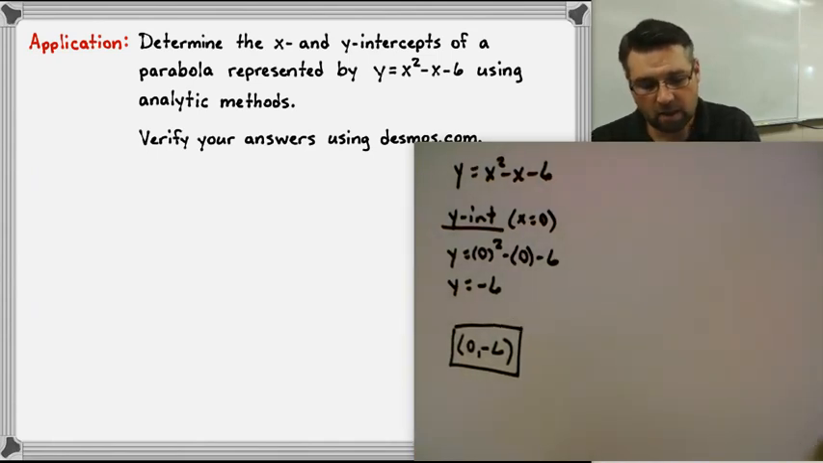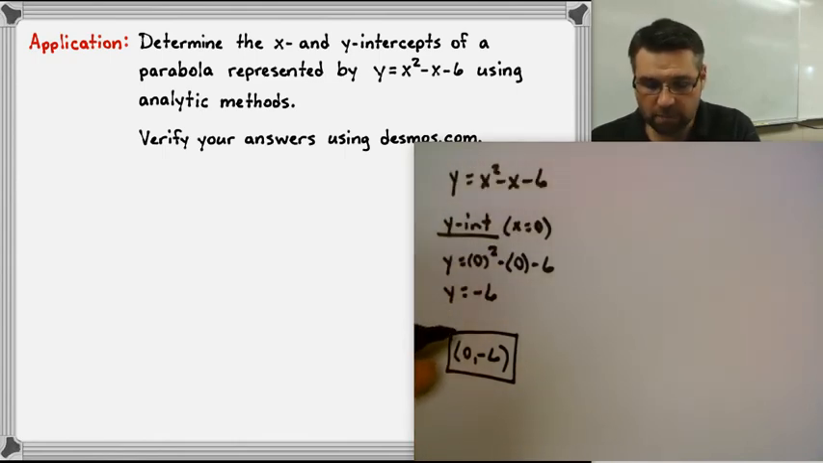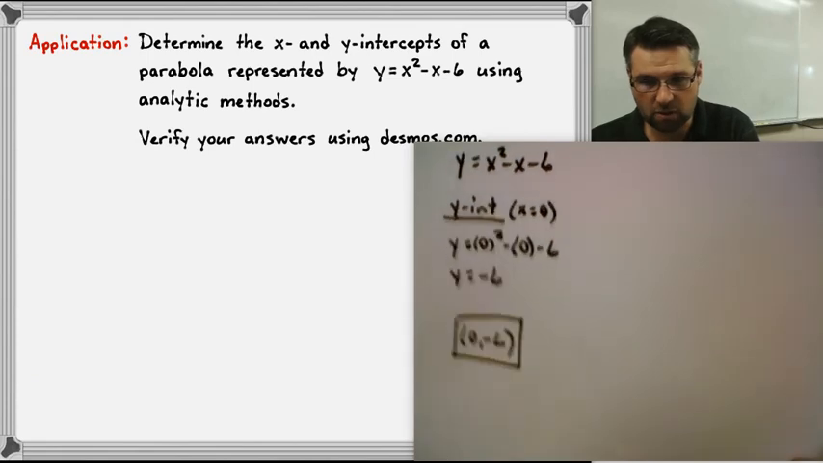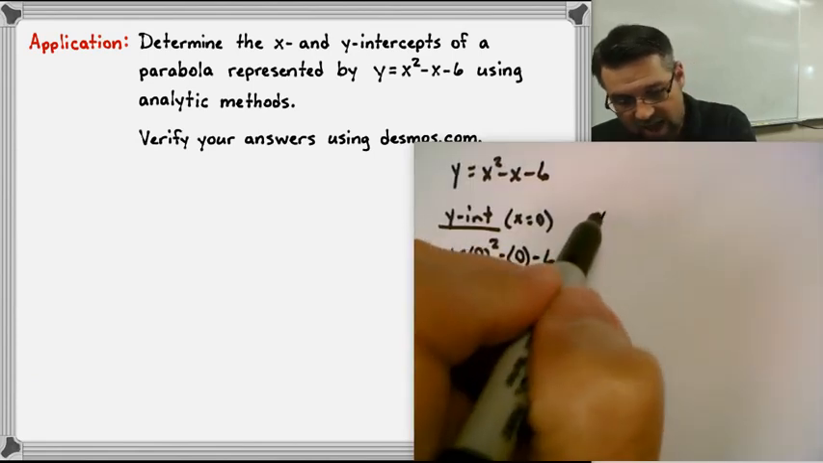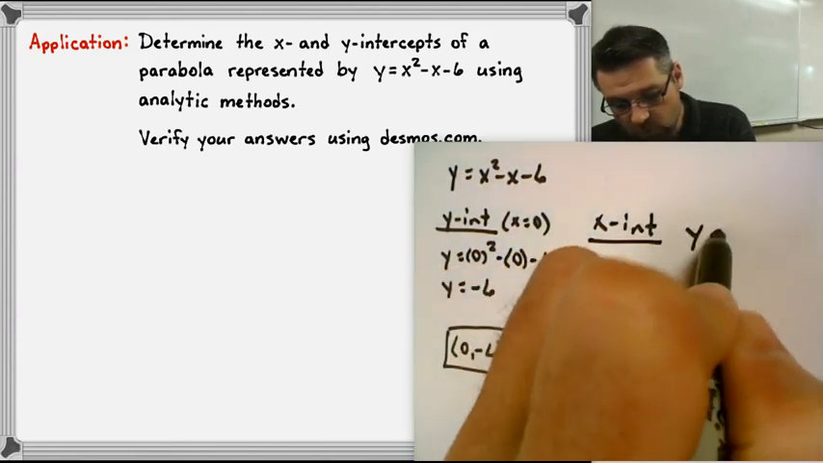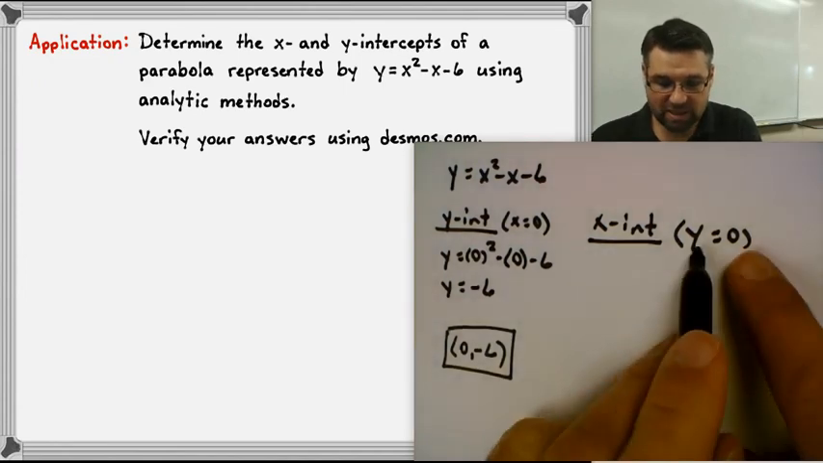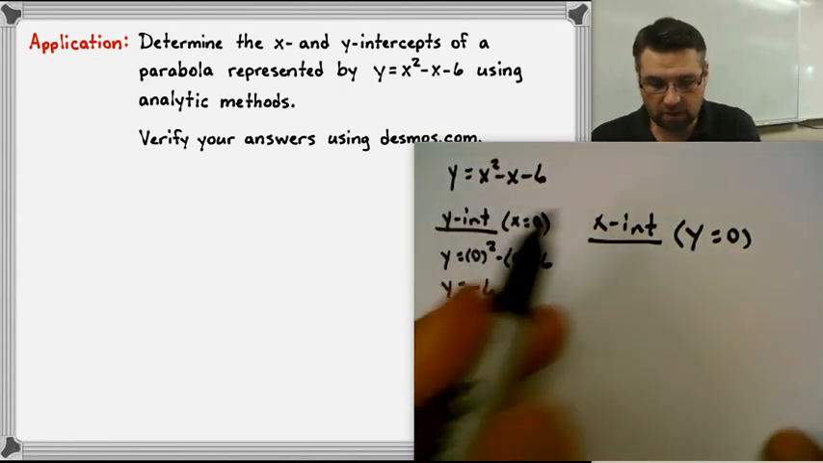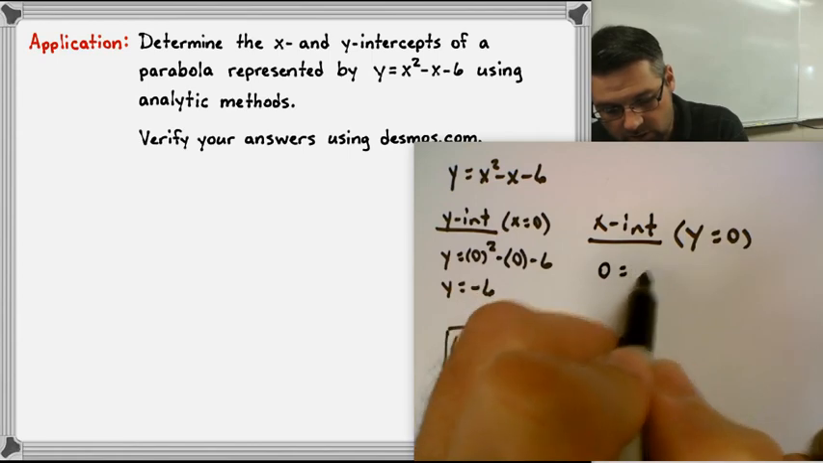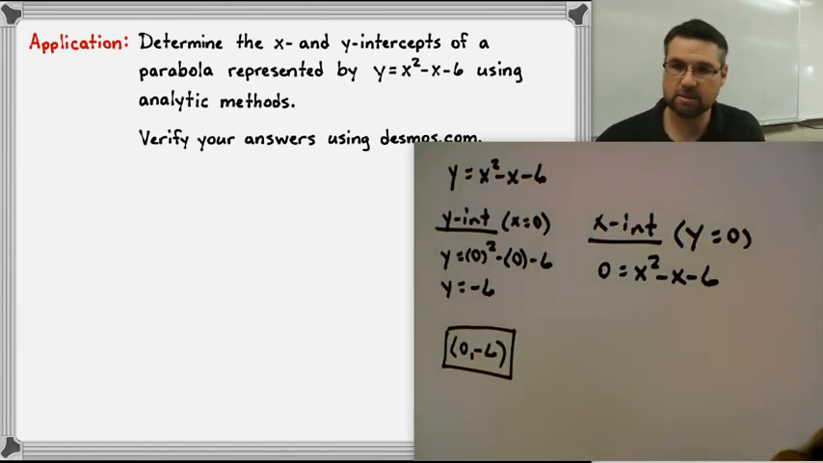Okay? The point is, yes, you could have identified that without the work. But I wanted you to see something. The y-intercept is when x equals 0. Therefore, the x-intercepts are when y equals 0. It's the opposite, when y equals 0. So what does that mean? We set y equal to 0. That'll say 0 equals x squared minus x minus 6. And now we solve this equation, just like we solved that one.